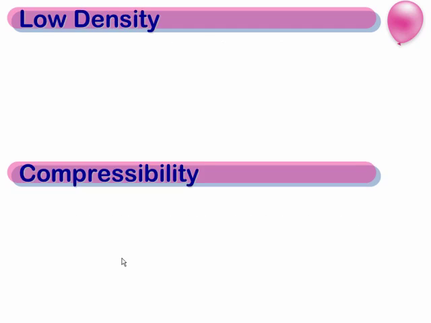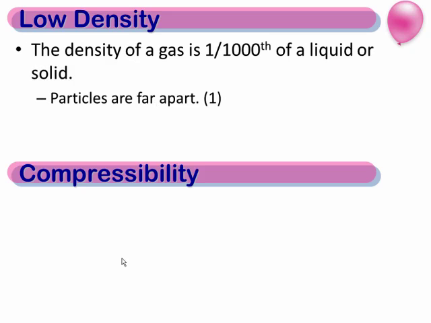Low density. The density of a gas is 1/1000th of a liquid or a solid. And again, it's because the particles of a gas are so far apart. Low density also tells us that the gas particles have to travel far distances before they can collide with each other. We're going to actually get a chance to look at low density in a couple of ways in the gas discovery lab that we're going to do at the start of the chapter. We're going to look at carbon dioxide gas, and we're going to look at water vapor.